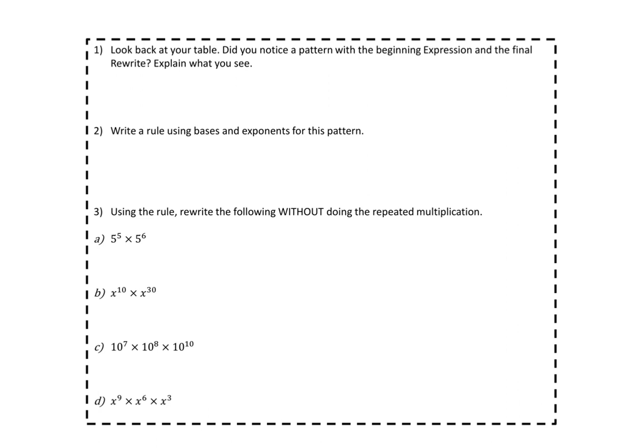Look back at your table. Did you notice a pattern with the beginning expression and the final expression? What did you notice from the beginning to the final? So when I had x to the 6th times, we'll just put a dot there because my x's are confusing, times x to the 3rd. What was your final answer there? X to the 9th. What do you notice about that? Yeah, your exponents are just adding.